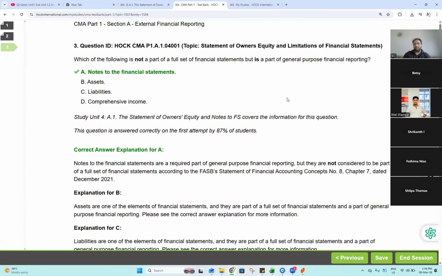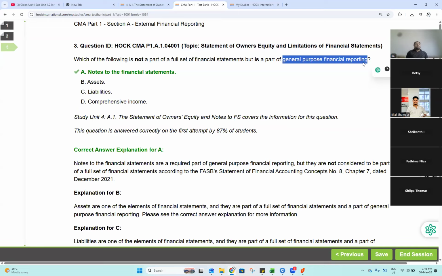So when you say a general purpose financial statement, which we are going to issue to the public, correct? Everybody is going to use it. So there should be more details to the financial statements.